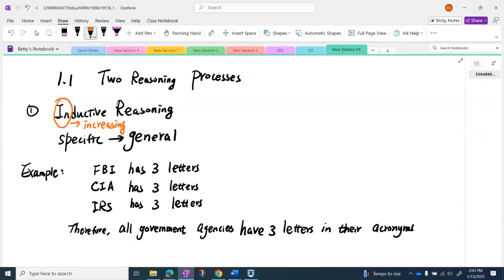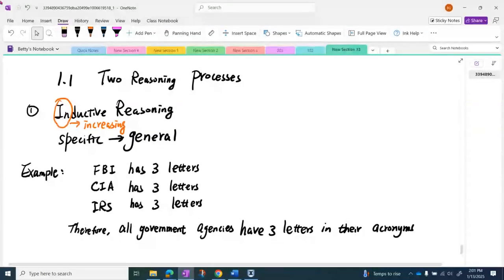So it is inductive. This trick is very important because we are going to learn 2 reasoning processes. One is inductive, the other is deductive. Even if you understand the concepts, it's very easy to confuse one with the other. Over time, you might not remember which is which, right? But knowing this trick, you will never forget. If the process goes from specific to general, the number of cases is getting bigger, increasing, and that is inductive reasoning, right?